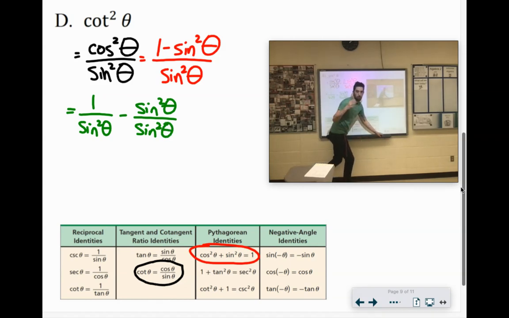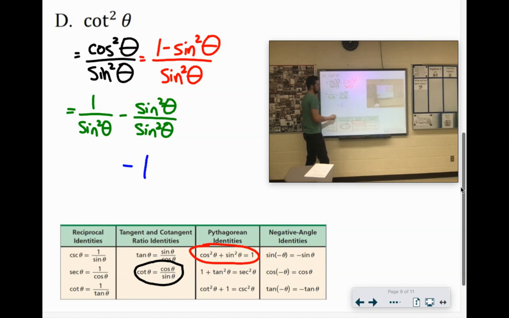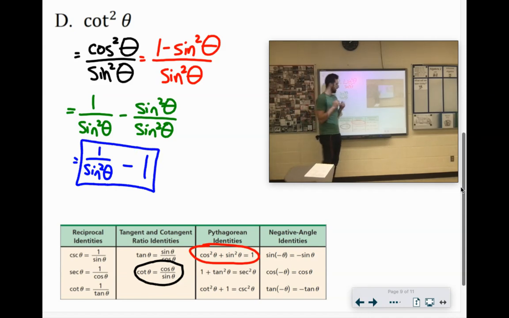Now, sine squared theta over the sine squared theta, that would simplify to just 1. But you can't do anything with 1 over sine squared theta. So this would be our final answer on this. This is all we can do. We've simplified it as much as possible.